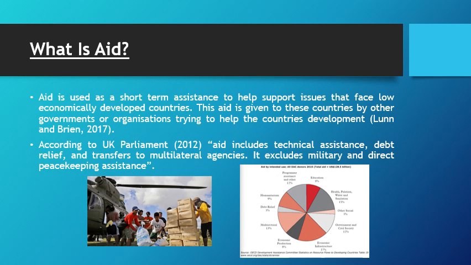Aid is used as short-term assistance to help support issues that face low economically developed countries. This aid is given to these countries by other governments or organisations trying to help the country's development. According to UK Parliament, aid includes technical assistance, debt relief and transfers to multilateral agencies. It excludes military and direct peacekeeping assistance.